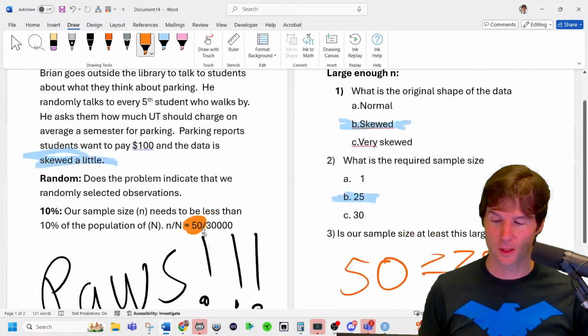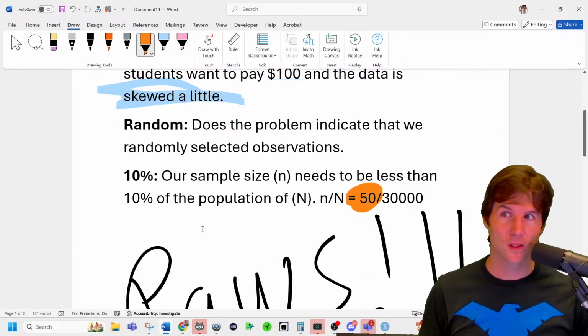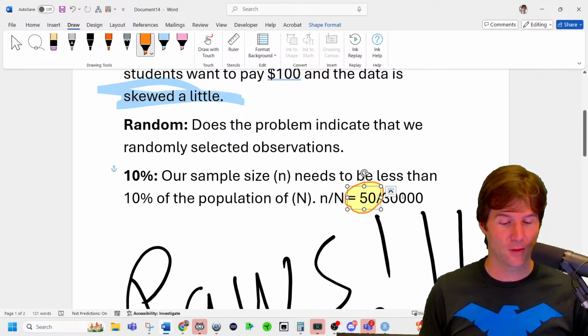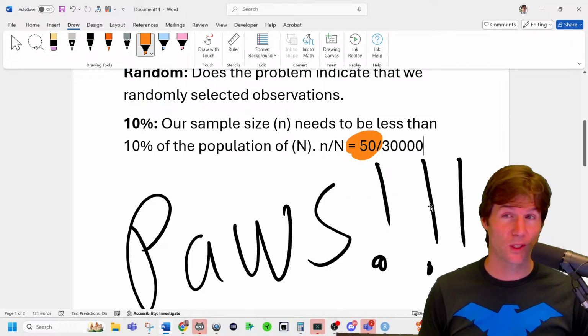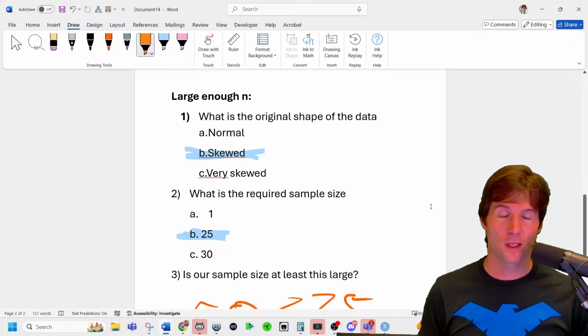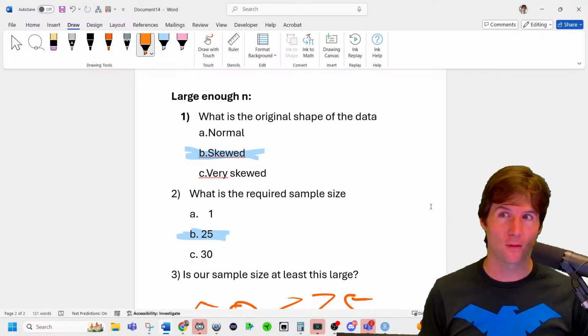I'll show you right here, this is a different question we wrote. Random: does the problem indicate we randomly selected the observations? 10%: make sure to do lowercase n over capital N. Make sure to mark your notation and solve this. Find n if capital N exists. We did this in office hours earlier. Then pause, put this in the chat, and then you have to figure out if it's success/failure or large enough n. Large enough n is the one associated with means because we're dealing with quantitative data and the means of a quantitative distribution.